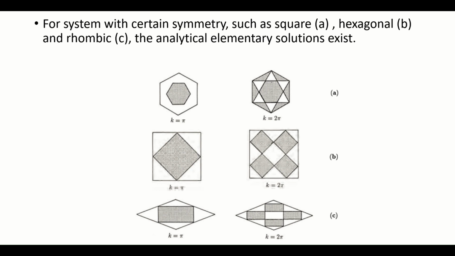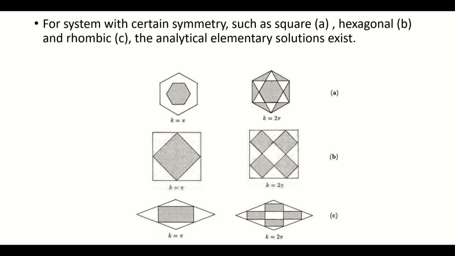As you can see, k ranges from pi, 2 pi, 3 pi, up to n pi. When you take successive patterns, you can see that the hexagonal symmetry is preserved in each of them. Similarly, you can take the B figure, which is for a square system. The square symmetry is preserved there as well, and the same can be said for the rhombic system, as given in the C part.